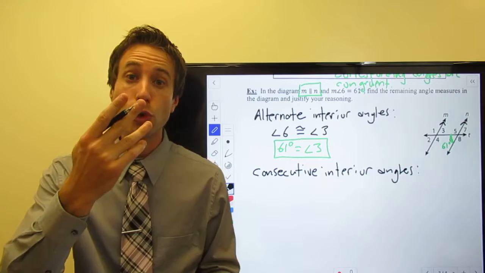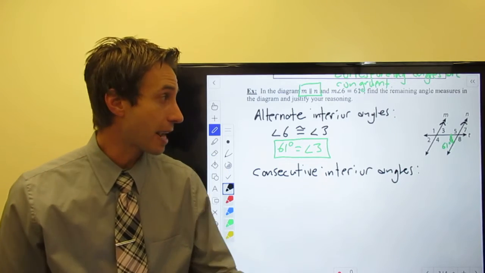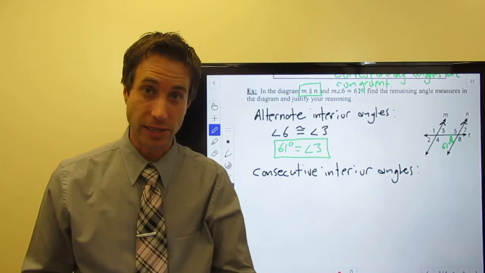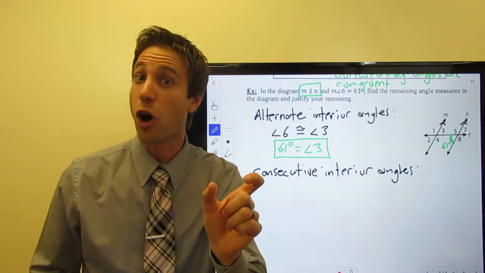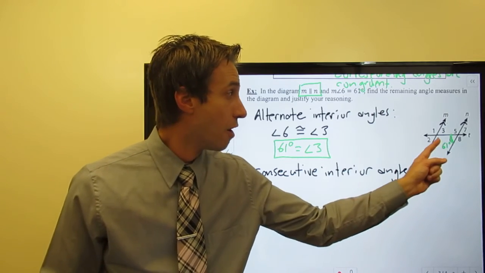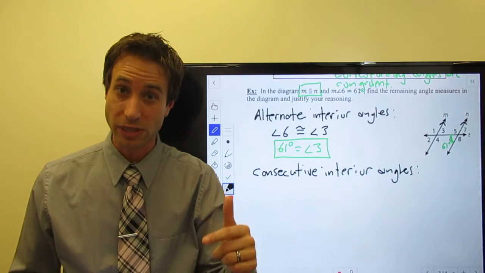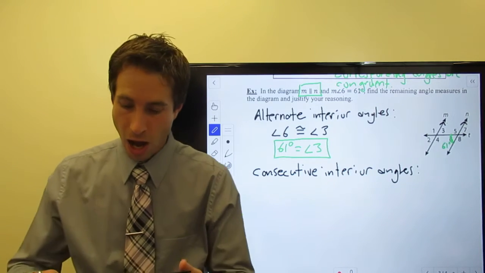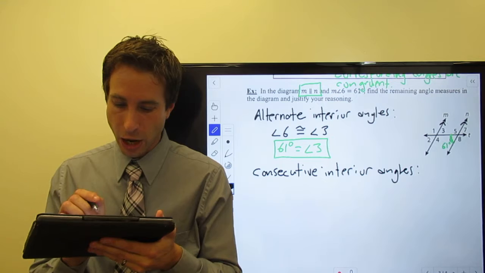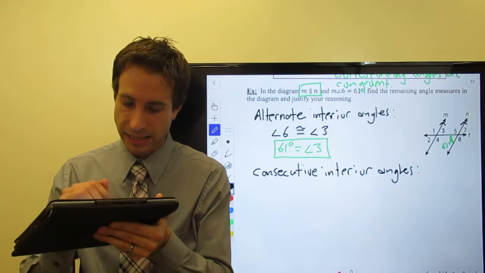Okay. I have two pairs of consecutive interior angles. Angles 3 and 5 are consecutive interior angles. They're interior angles on the same side of the transversal. Angles 4 and 6 are also consecutive interior angles on the same side of the transversal. So here we go. I'm going to do angle 6 and angle 4.